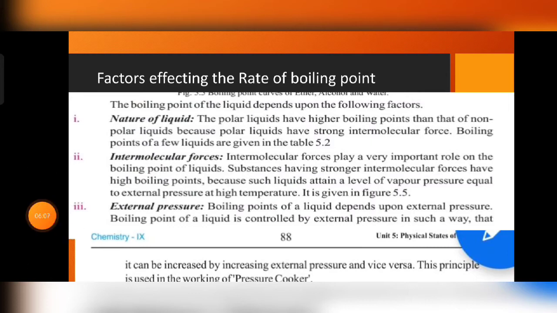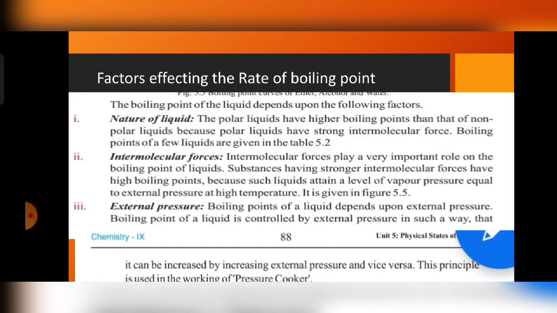We know that all types of intermolecular forces exist between polar molecules, for example, dipole-dipole interactions, ion-dipole interactions, and hydrogen bonding. So polar molecules have strong intermolecular forces. Their molecules require more energy and more heat to convert into the vapor phase. That's why polar liquids have a higher boiling point than non-polar ones.